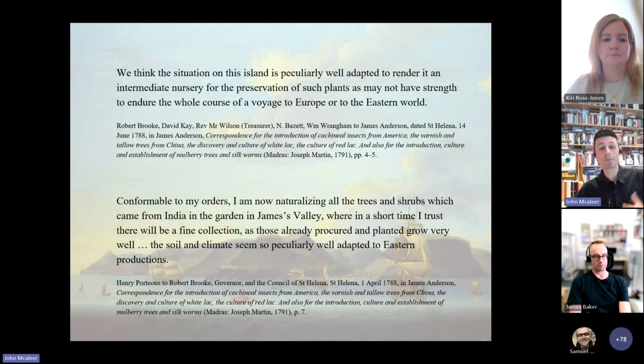And in his account of the island, Major Rennet described the wild almond tree of Bengal, which he said was originally from Java, growing in the neat small garden of the governor's house. And in a sign of the multiple botanical influences that affected the island, Henry Porteous tried the productions of the warm climate of India in the late 18th century. You can see his quote here, that he is "now naturalizing trees and shrubs which came from India in the garden in James's Valley, where in a short time I trust there will be a fine collection. The soil and climate seem so peculiarly well adapted to Eastern productions."